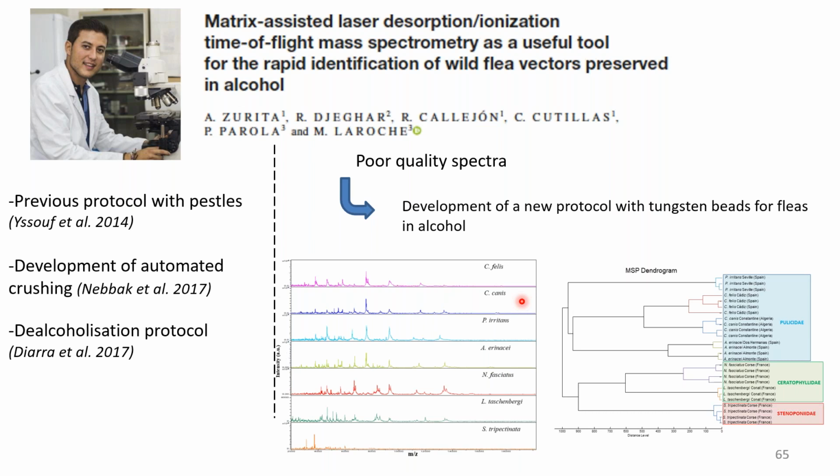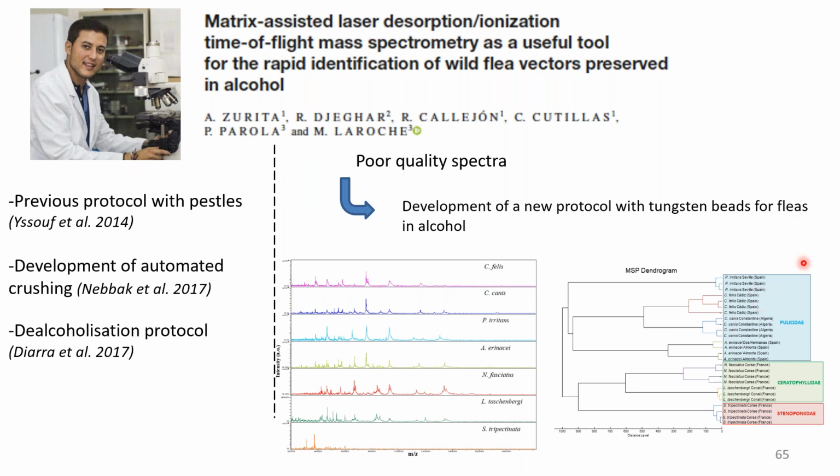And it turns out the major change was that we switched from the soft crushing of the glass powder to more intense crushing with tungsten beads. And we managed to have really nice spectra that allowed us to have some really nice classification. You know that a dendrogram is not a phylogenetic tree, but in this case, all species of fleas were perfectly classified according to family.